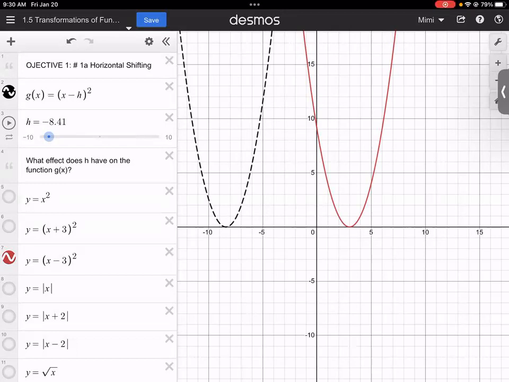what does it become? X minus what? Negative 3, right? Because the minus is the default. It comes from the formula. It does not come from the h. It's always there. The minus is always there. All you do is plug in the values. So this becomes x plus 3 squared. And in this case, it's moved to the left.